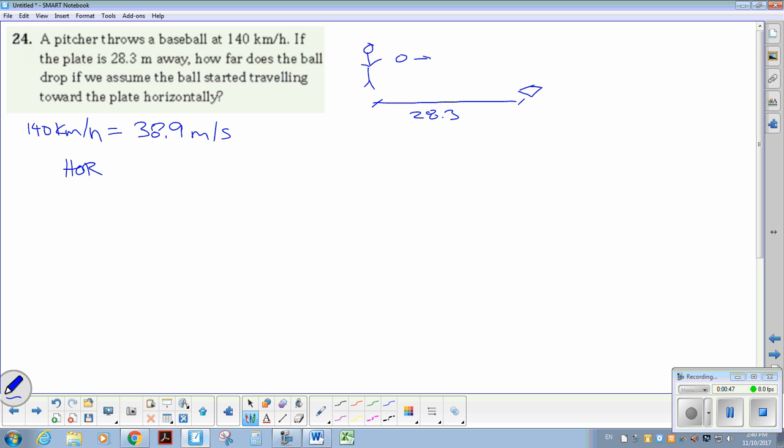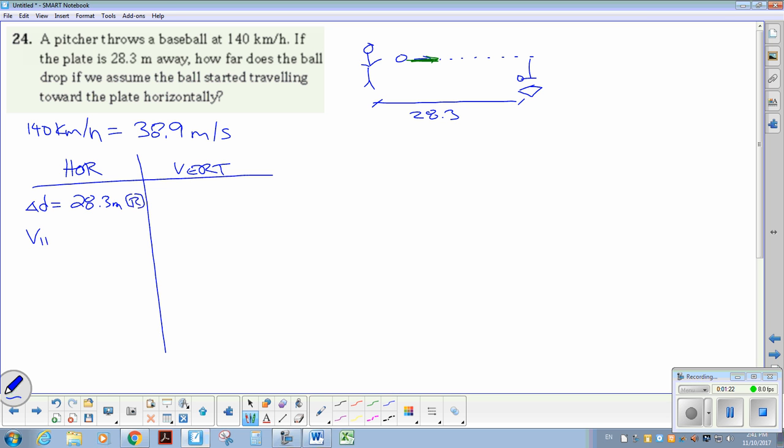So right away I'm going to set up my T-chart and separate my information into horizontal and vertical. I know that delta d in the horizontal is 28.3 meters to the right. How far does the ball drop? This is the release point, so how far does it drop when it gets to the plate? We're assuming the ball started traveling horizontally. So the pitcher launched this ball horizontally, which means that the velocity we calculated is actually v horizontal. It was launched at 38.9 meters per second to the right.